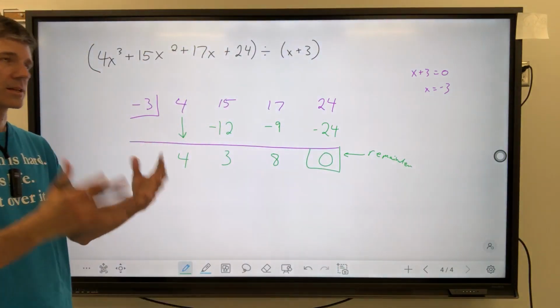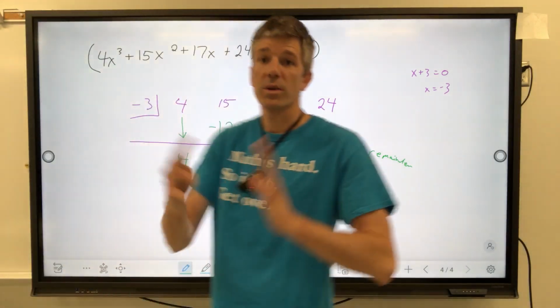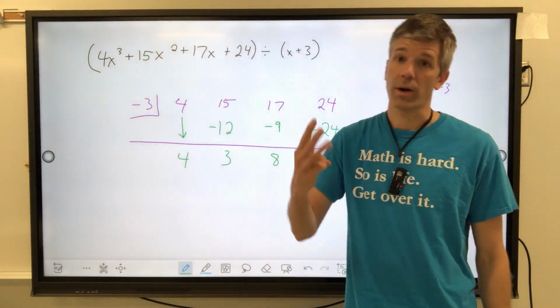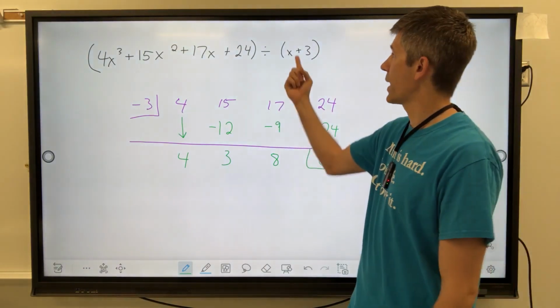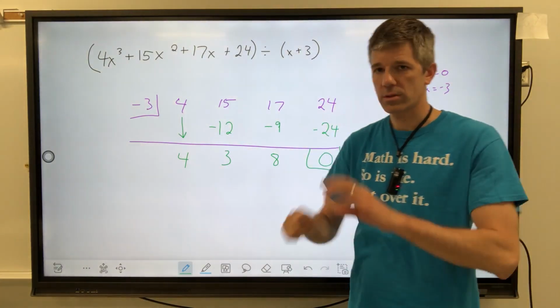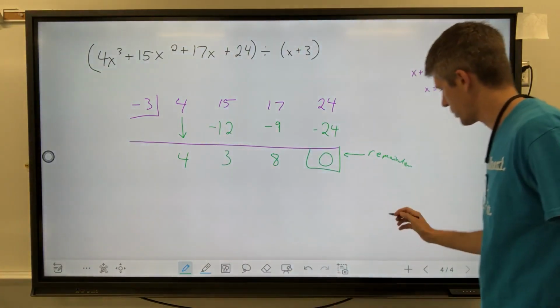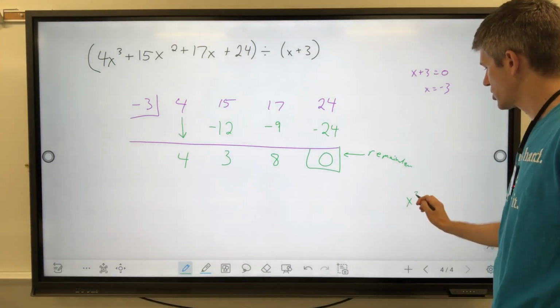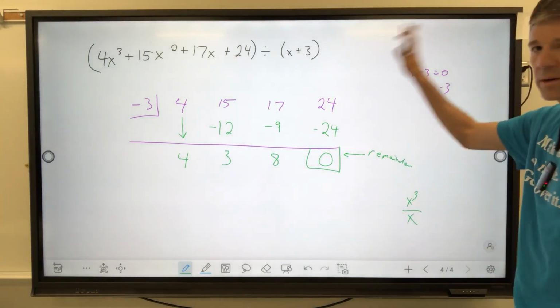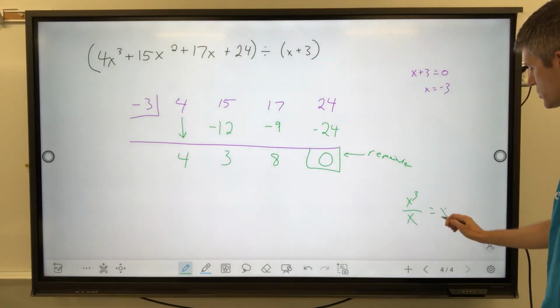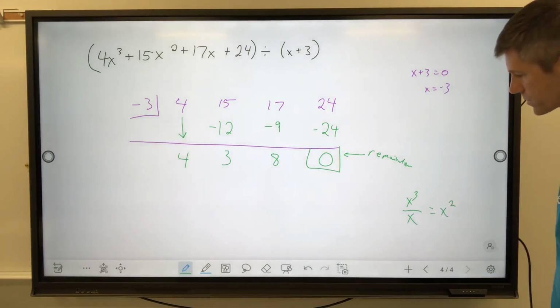But now let's look at this from a bigger context. The original problem was 4x cubed divided by x to the first. So just in the broadest sense, what I really had was x cubed divided by x. And there's a bunch of other stuff. But x cubed divided by x was x squared. You don't have to write this part.